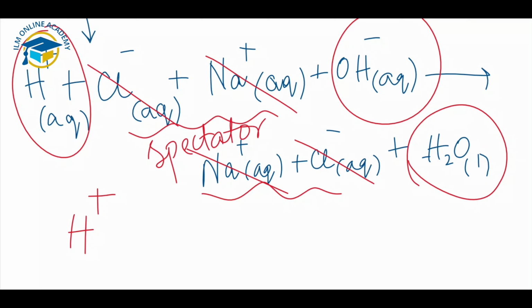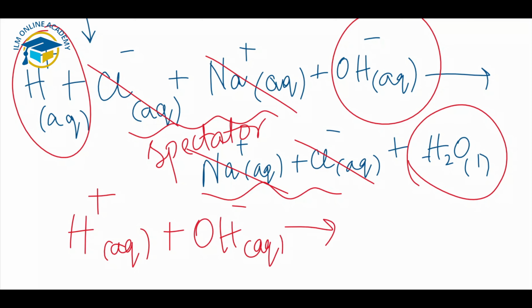or the chemical change. Hydrogen ions are present in the aqueous solution, and also the hydroxide ions are present in the aqueous solution. When they react together they form water, which is H2O, and the state is now liquid, L. So this is the ionic equation.